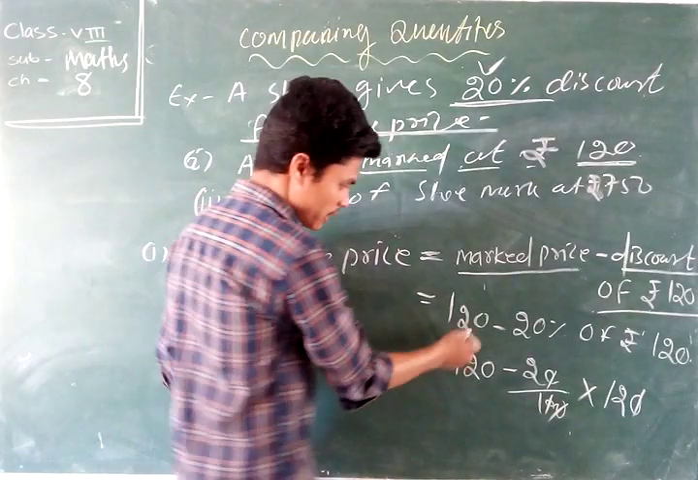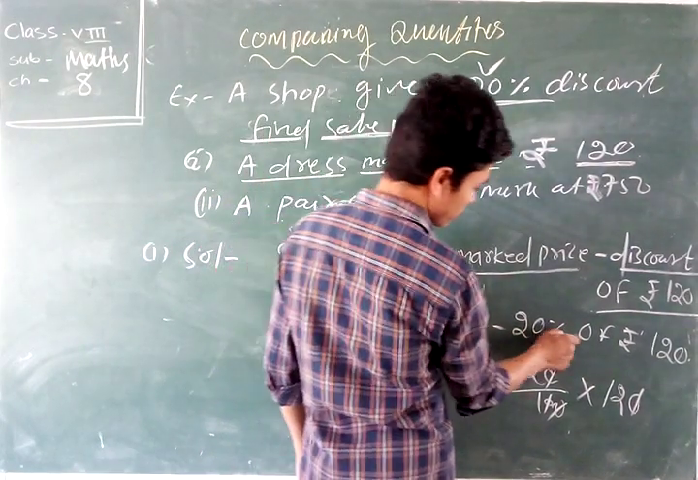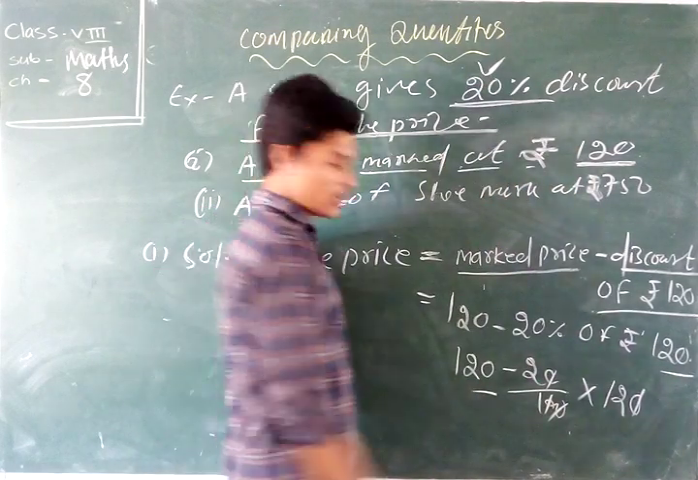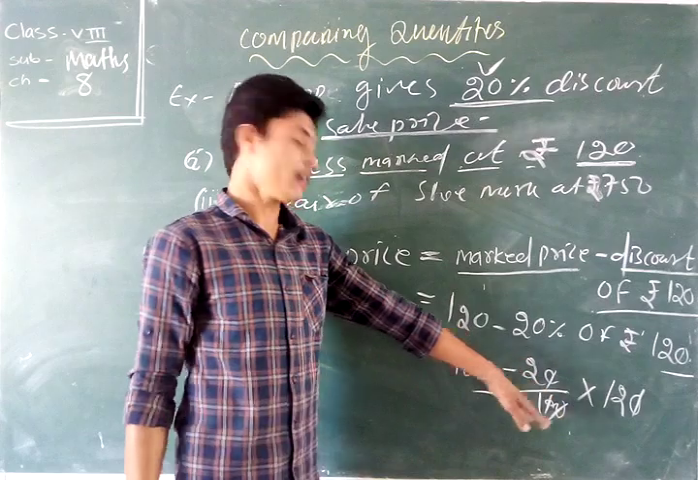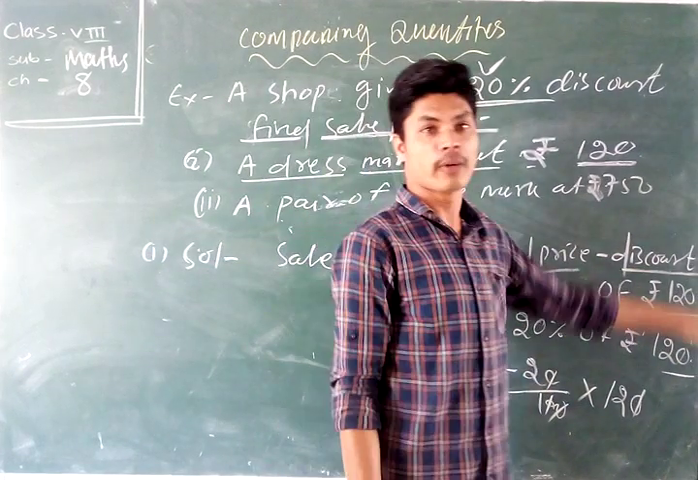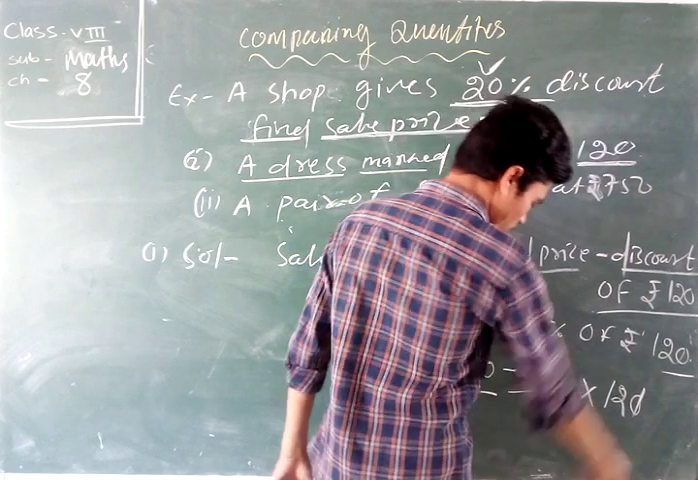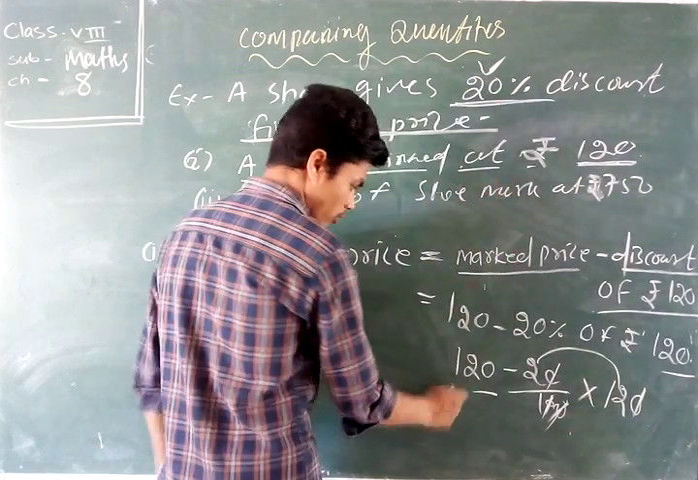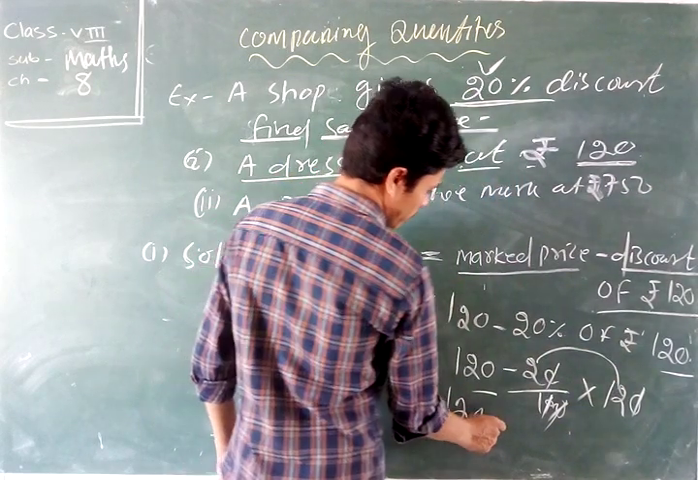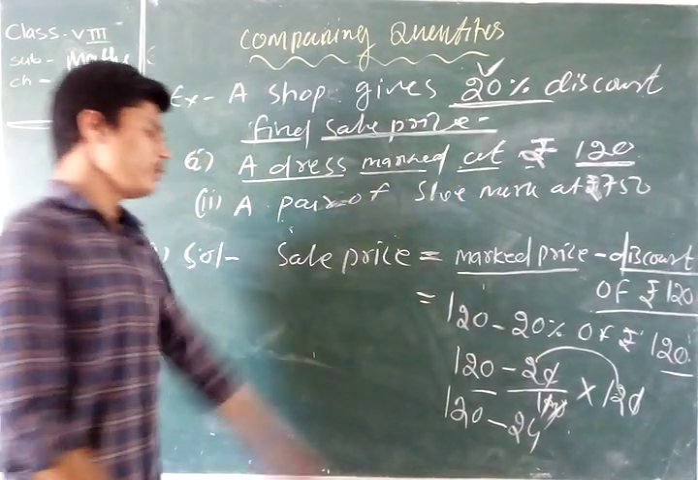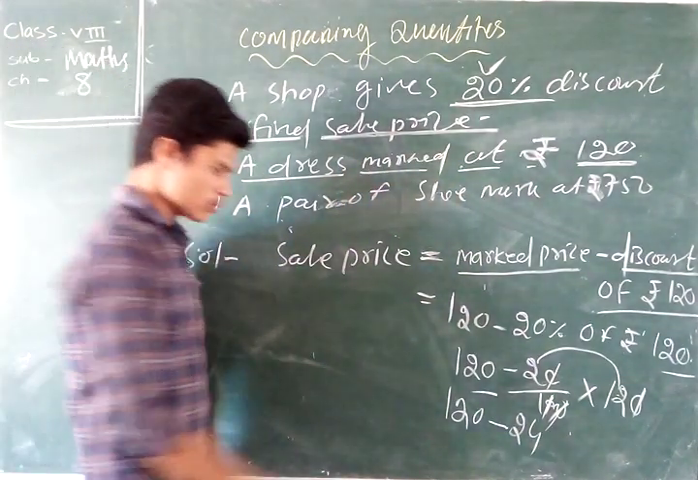Okay, see here: sell price is 120 minus 20% of 120. Now we put 120, and 20% is 20 by 100. Of means multiply, so we put 120 there. Now 0 is cancelled with 0, then 0 is cancelled with 0. Now we multiply the two numbers, 12 times 2, which is 24. Now 120 minus 24 equals what?